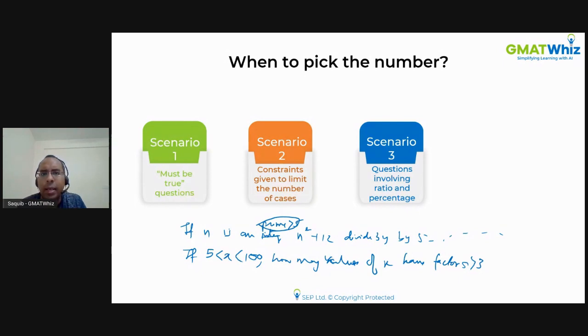So I'll be taking a time and work question also, where I'm going to talk about how you pick numbers in the case of time and work, and how you pick numbers in the case of percentages. I'm going to talk about both these cases.